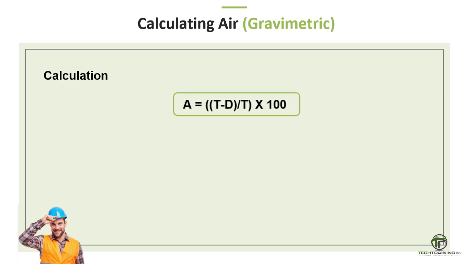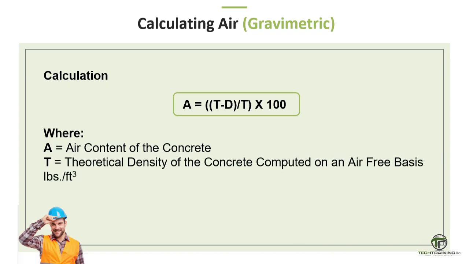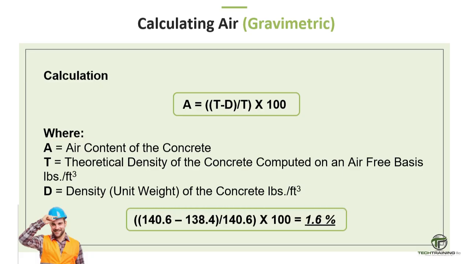Here, the equation is A equals T minus D divided by T times 100, where A is the air content of the concrete, T is the theoretical density of the concrete computed on an air-free basis in pounds per cubic foot, and D is the density, or unit weight, of the concrete. So here, our theoretical unit weight is 140.6 pounds per cubic foot. We'll discuss this number in a moment. For now, let's complete the equation.